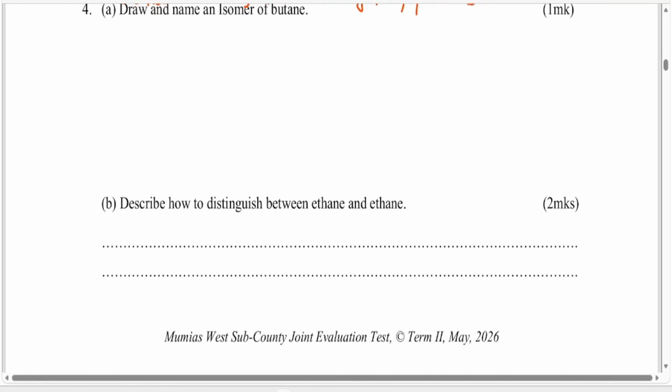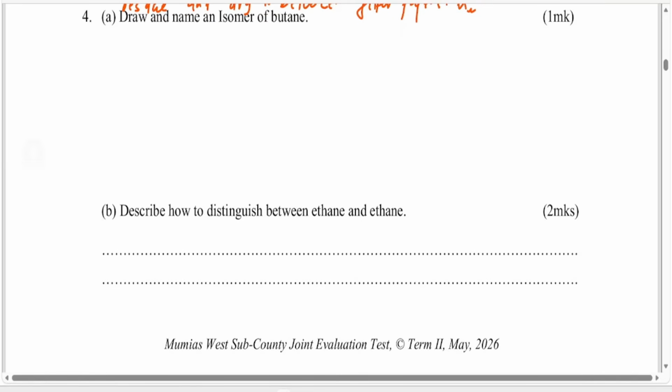Question number 4. Draw and name an isomer of butane. You know butane is an alkane, and the first isomer of butane is butane itself, the straight chain of butane with 4 carbons. But here we are going to have now the second isomer of butane.